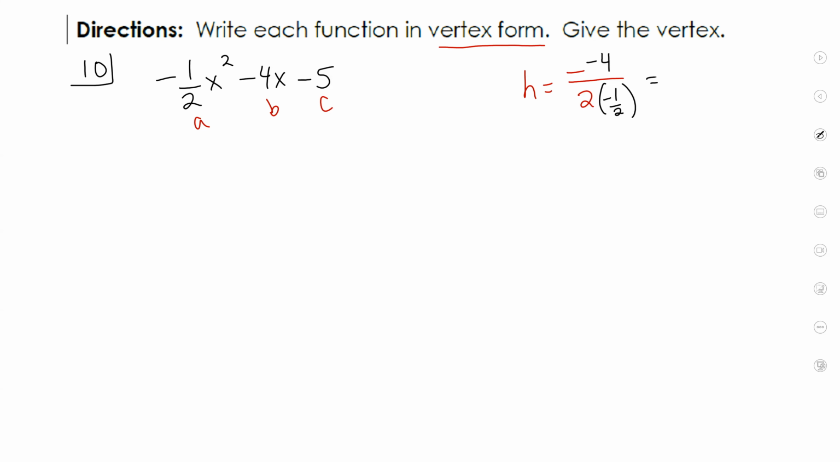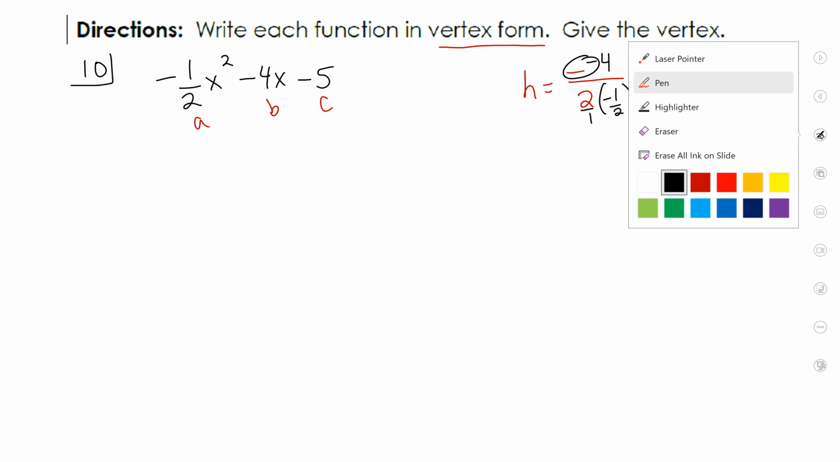Okay, so let's simplify what this is. Two negatives make a positive, so this will be 4 in the numerator. And 2 times -1/2 is just -1. You can turn this into a fraction and just multiply across. So if you need to see this, 2 times -1 is -2, and 1 times 2 is 2. This is just -1. That's why I put -1 here. And this is just -4. So I found my h value.